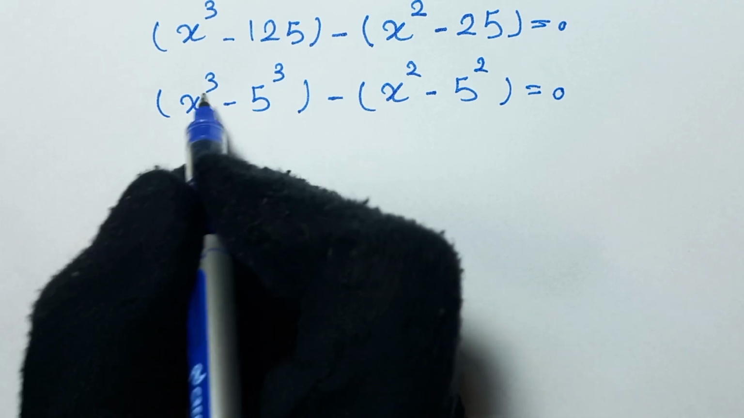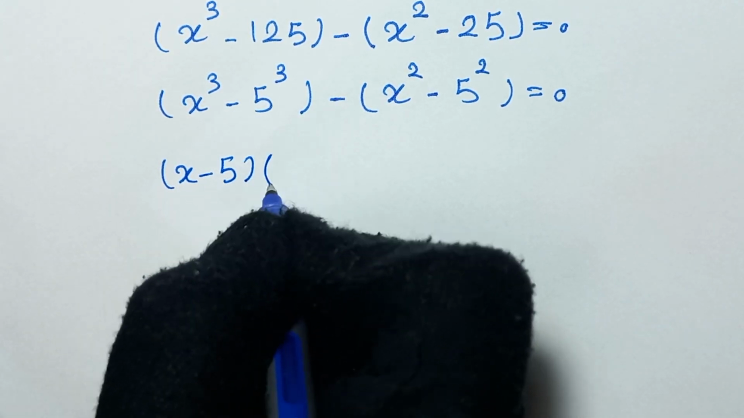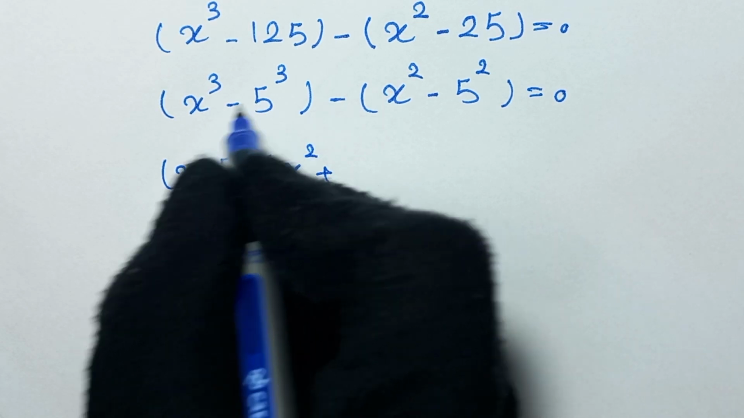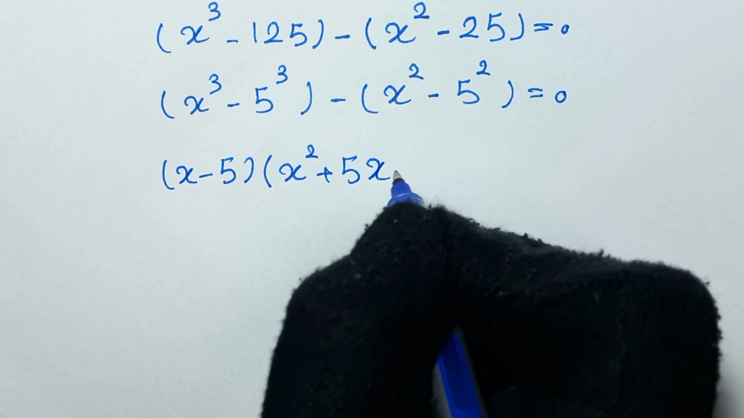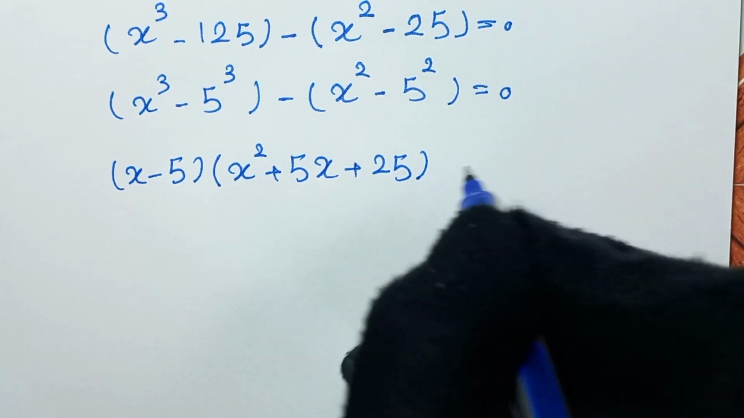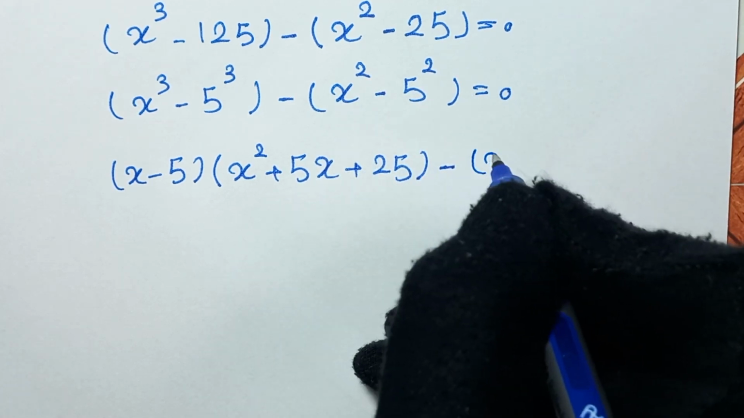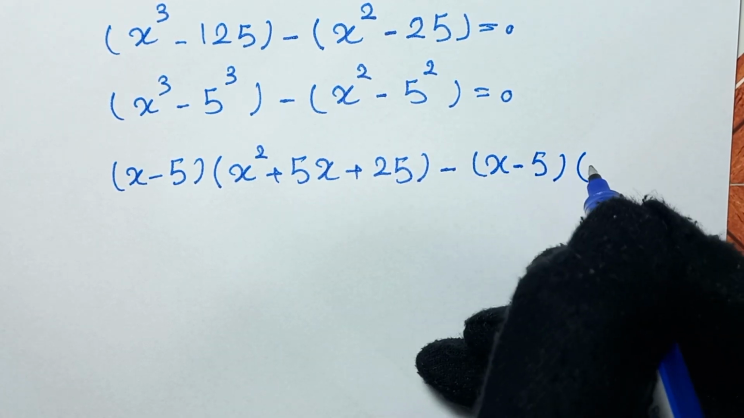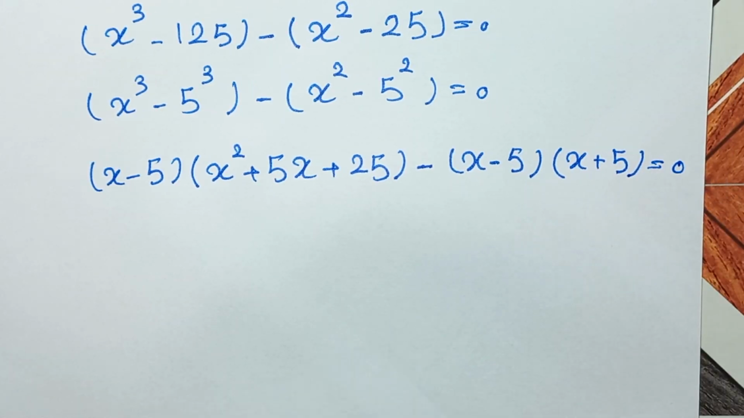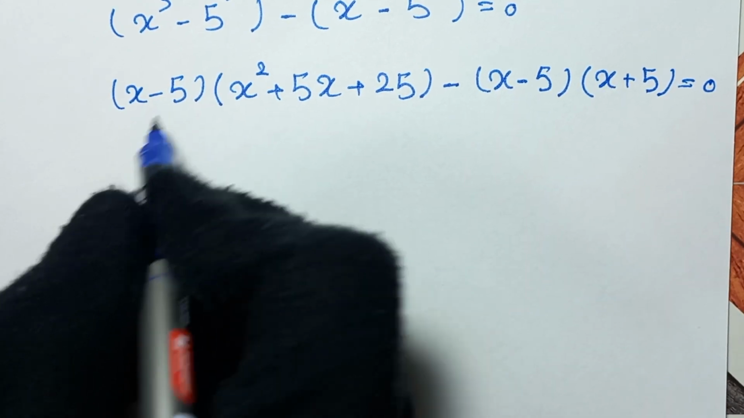So we can write this as x minus 5 times x squared plus 5x, and plus 5 to the power of 2, it will be 25, and minus, this is in the form of difference of two squares, so we can write this as x minus 5 times x plus 5 is equal to 0. And here x minus 5 is common, so we factor x minus 5.